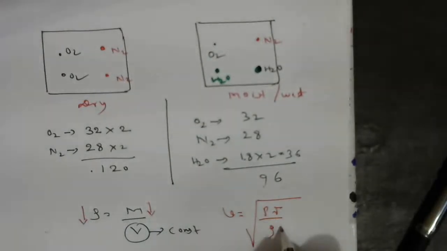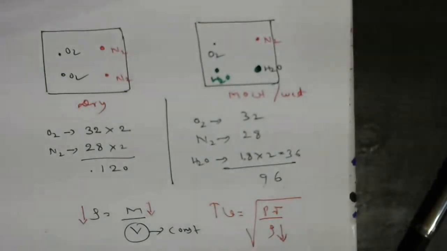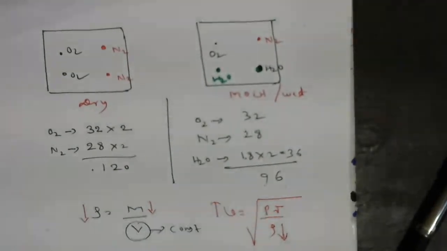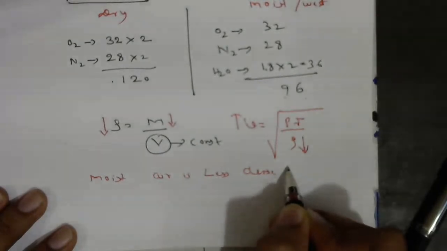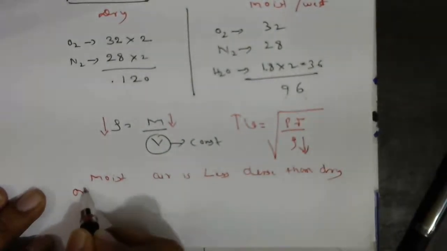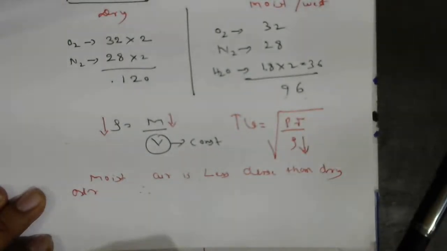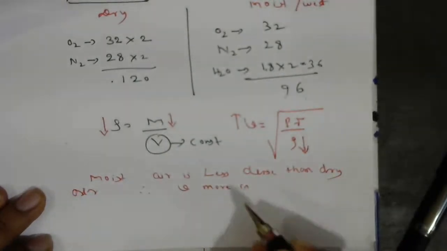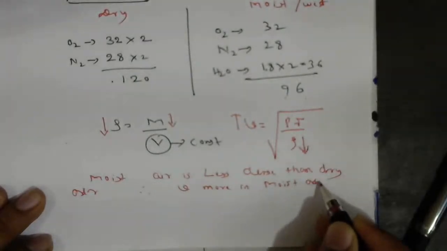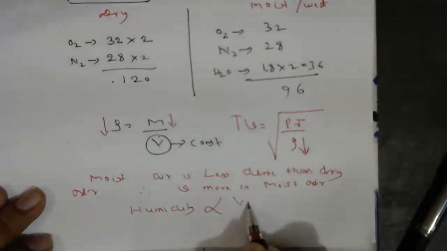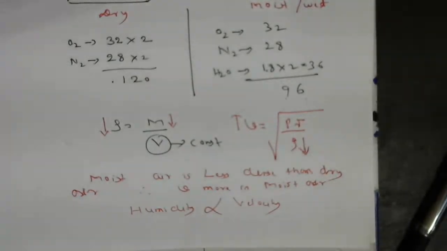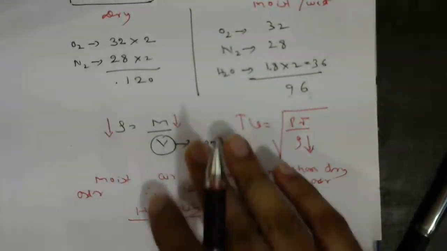In case of moisture, the density of moist air is less than dry air. Density decreased. Atmospheric pressure will be there, gamma is the diatomic constant, and velocity increases. We can say that moist air is less dense than dry air. Therefore, velocity is more in moist air. We can say that humidity is directly proportional to the velocity of sound. If you increase the humidity, the velocity of sound also increases. This is about humidity.